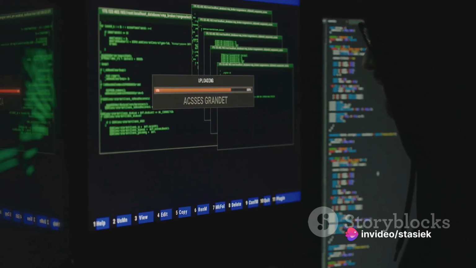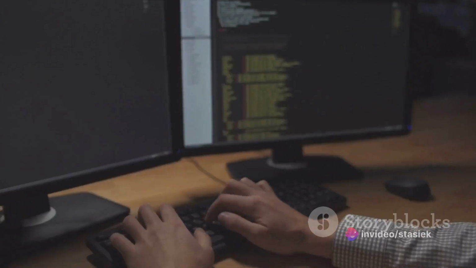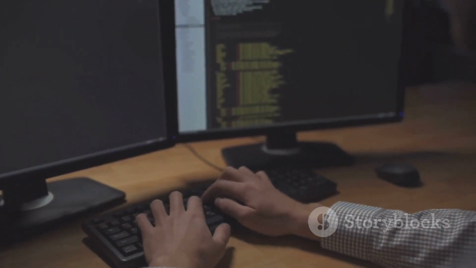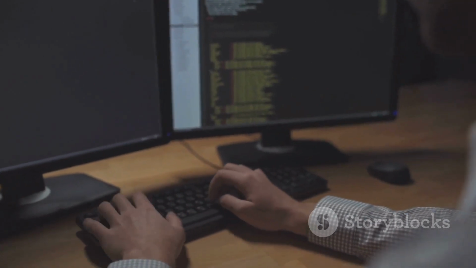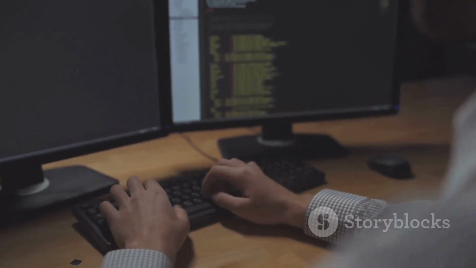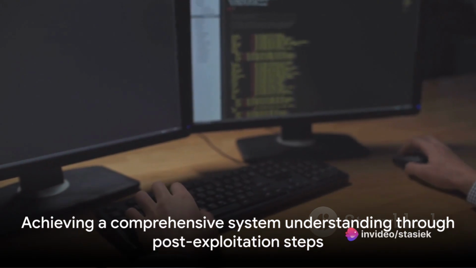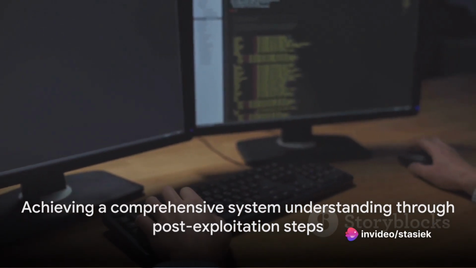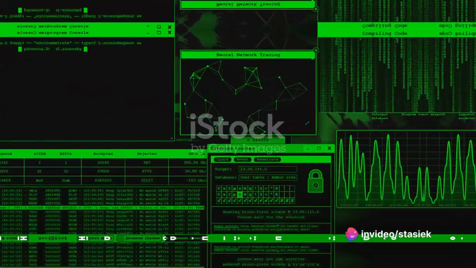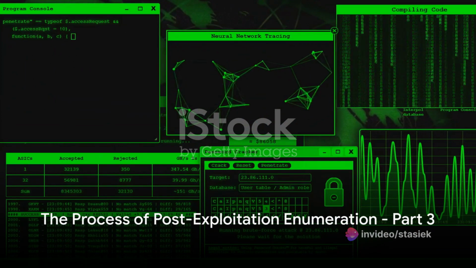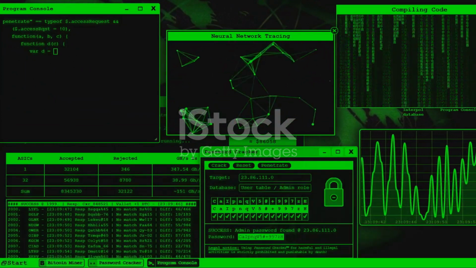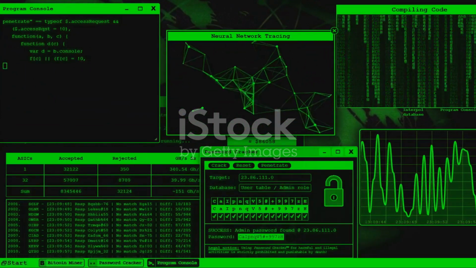These steps are vital in gaining a deeper understanding of the system and acquiring more control. It's through these procedures that a pentester can truly get to grips with the inner workings of the system. These steps allow a pentester to get a comprehensive understanding of the system. We've gained access, maintained persistence, escalated privileges, and scanned the system. What's left in the process?